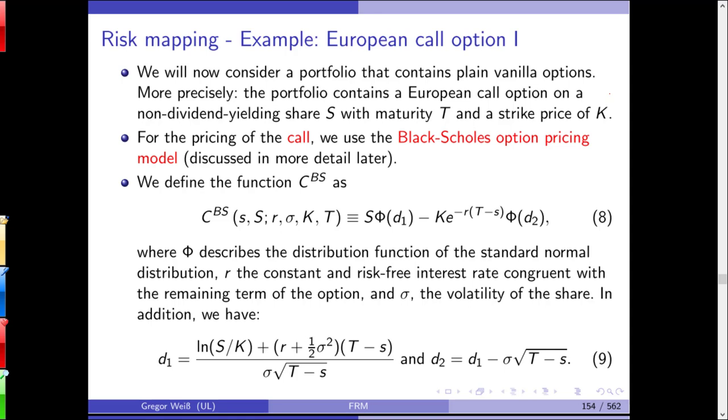Then what is a European call option? A European call option is a type of call option that can only be exercised at the end, at maturity. In contrast, an American call option can be exercised at any point in time until maturity, and the thing in between is a Bermudan option, an option that can only be exercised at reoccurring points in time, but not in between. For example, on the 1st of each month.